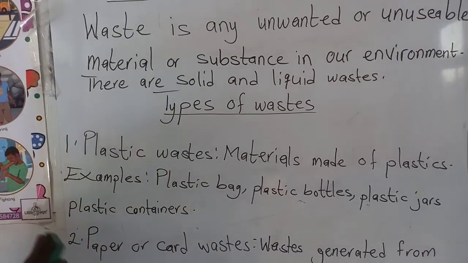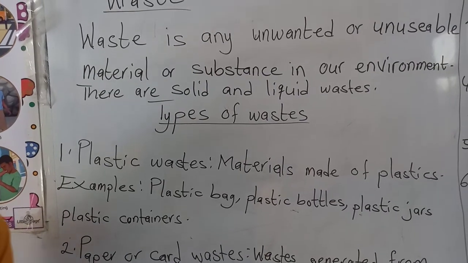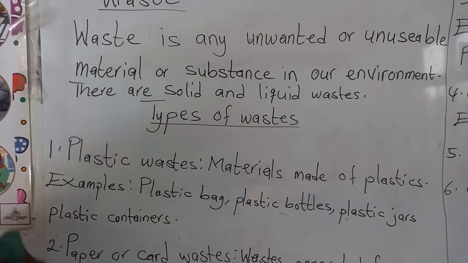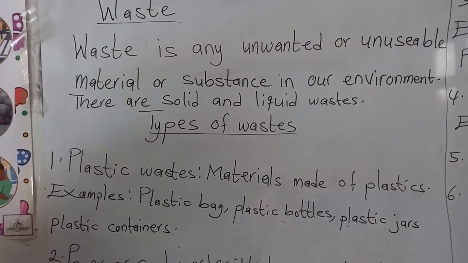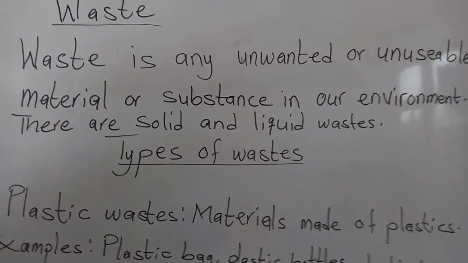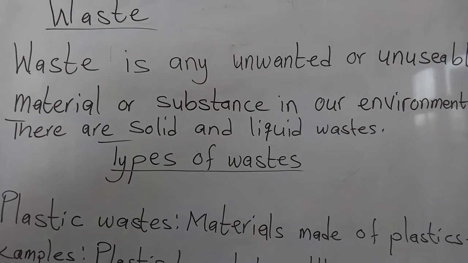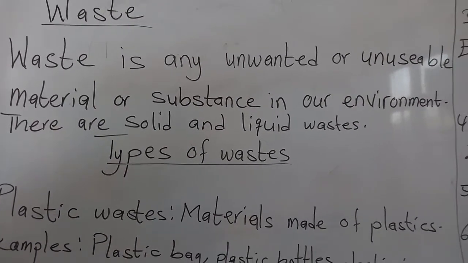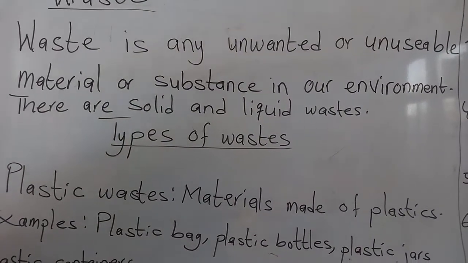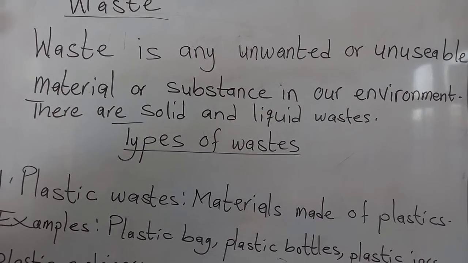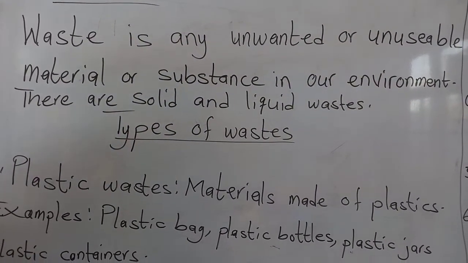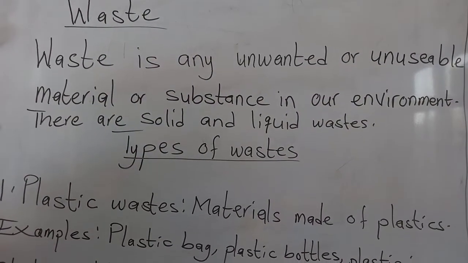So we are saying that waste is any unwanted or unuseful material or substance in our environment. When the thing becomes unuseful, when you don't want it anymore, it becomes a waste. There are some things that when we look at them, we see that they are not nice, not good for us to use, but to somebody they will be useful. So to that person it's not a waste. But we can see something that is very nice, very beautiful, but to someone it's not useful.